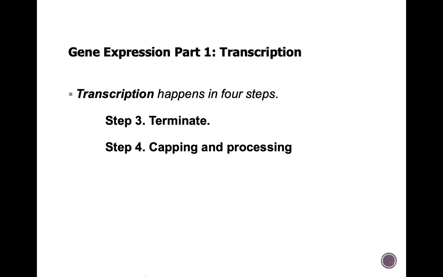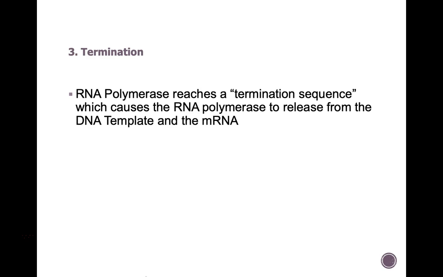So the second half of transcription is the termination and processing steps. In the termination step, RNA polymerase moves along the DNA template, making its messenger RNA until it reaches a specific termination sequence. Now this termination sequence sort of jams up the RNA polymerase, causes it to stop, and the whole system falls apart. The DNA double helix goes back together. RNA polymerase can go bind somewhere else and make another messenger RNA. And then that messenger RNA is ready to go.